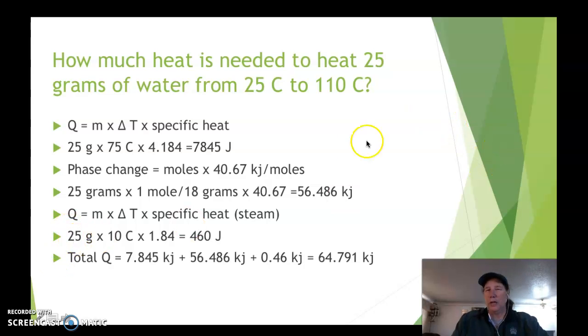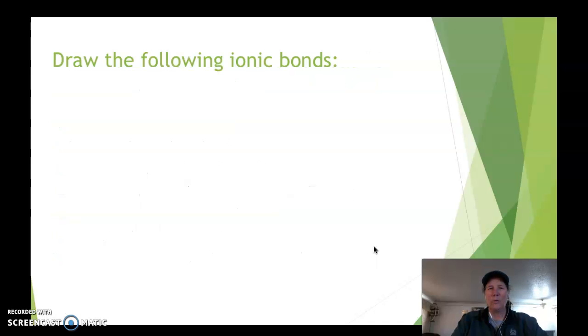And then you have to finish it off. You still have your 25 grams of water, but now it goes from 100 to 110 times the heat capacity of steam. Okay, and then you just add them together, and that's how you find your total. And I think that's it. Oh, we have one more.